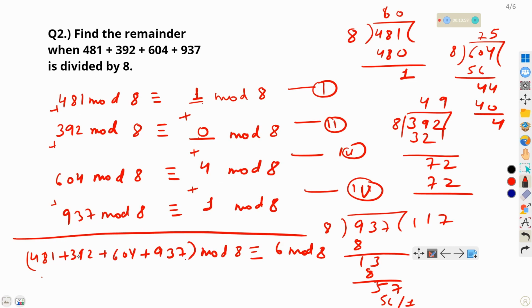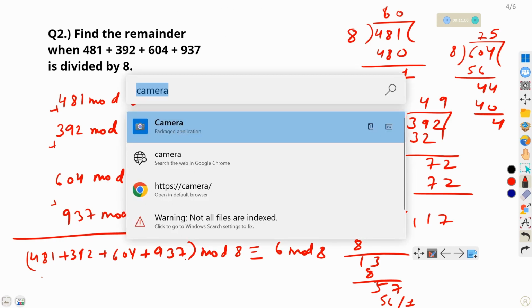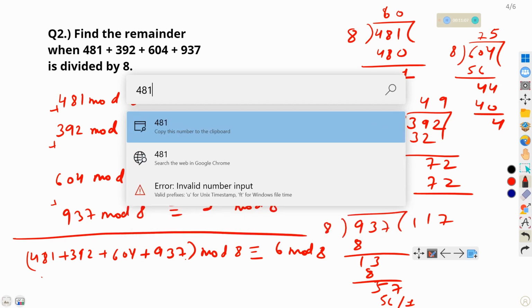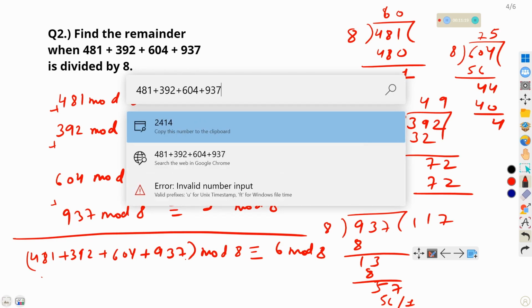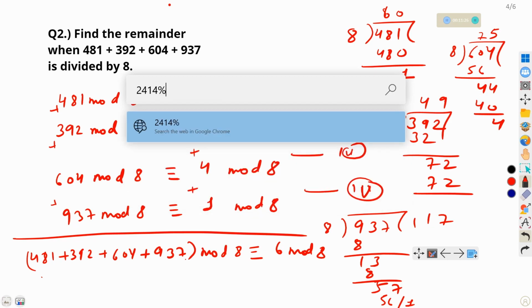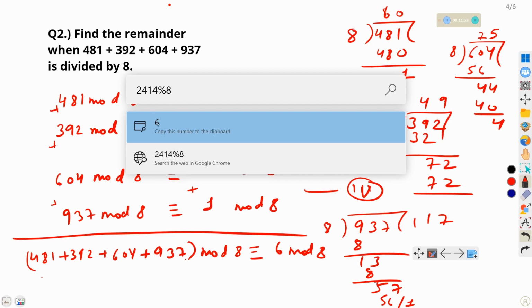Now you can check this also. So 481 plus 392 plus 604 plus 937. What is this? 2414. And when we divide 2414 by 8 to get the remainder, we get 6. Okay.